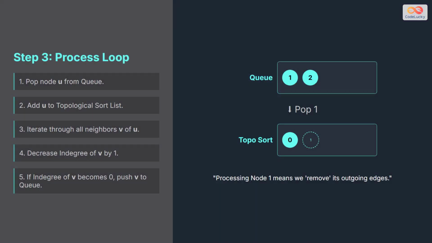Now for the core logic. We enter a loop that runs until the queue is empty. We pop a node, let's say node 1, and add it to our final sorted list. Then, we look at all the neighbors of node 1. Since node 1 is effectively removed from the graph, we decrease the Indegree of its neighbors by 1. If a neighbor's Indegree drops to 0, it is ready to be processed, so we push it into the queue.